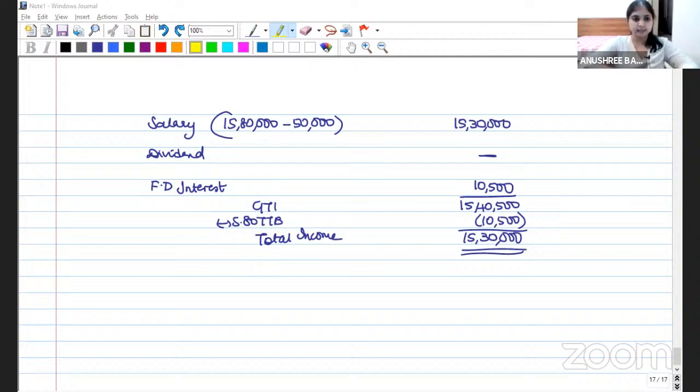The next question, question number 2B, simple question. Determine the advance tax payable by Mr. Deepak with their due dates for the assessment year 21-22. We just have to say how much advance tax is to be paid and when.